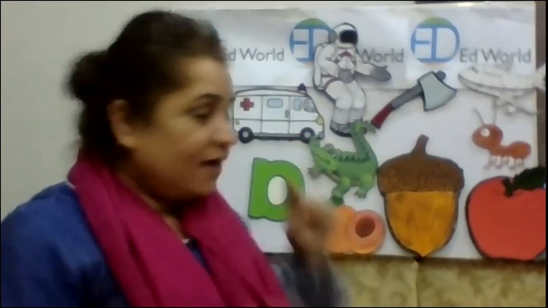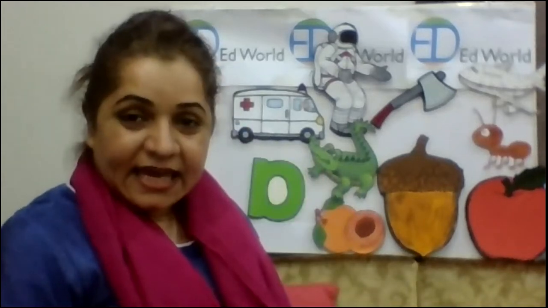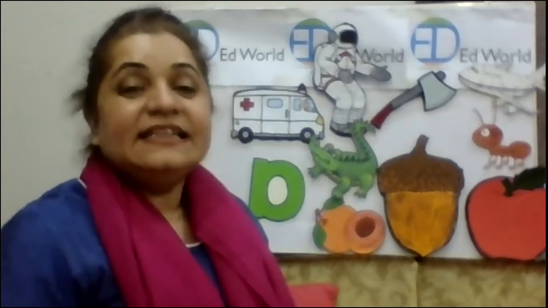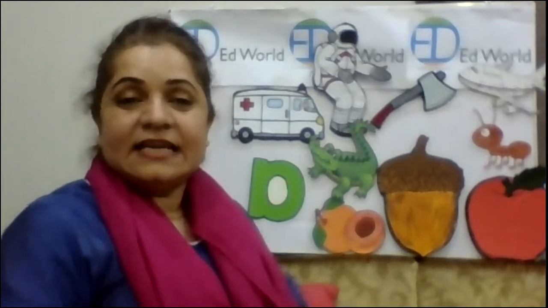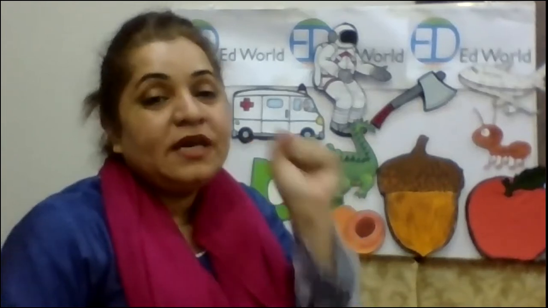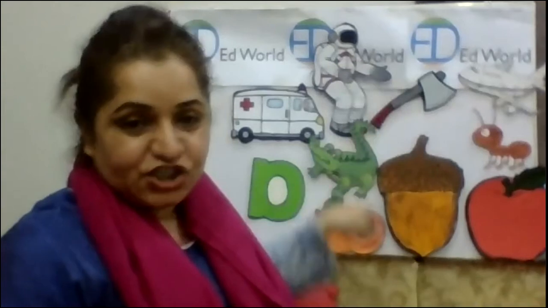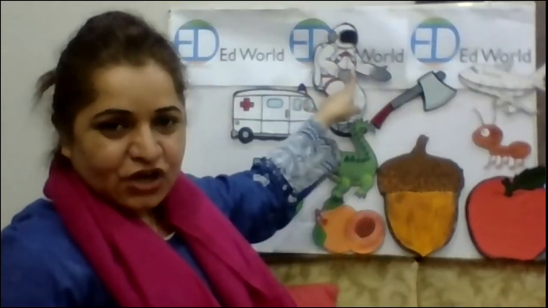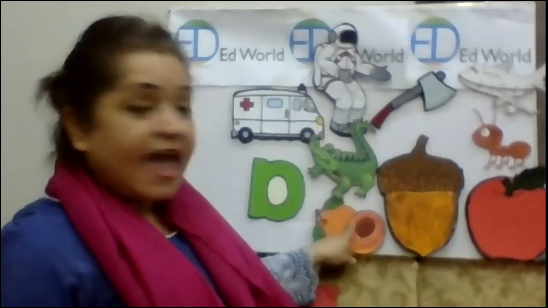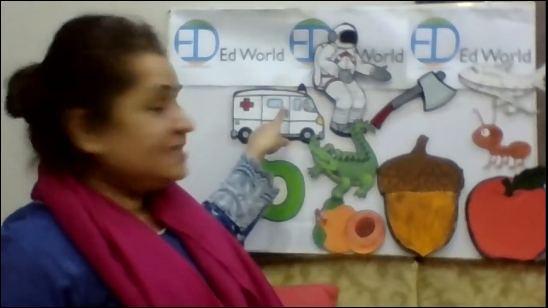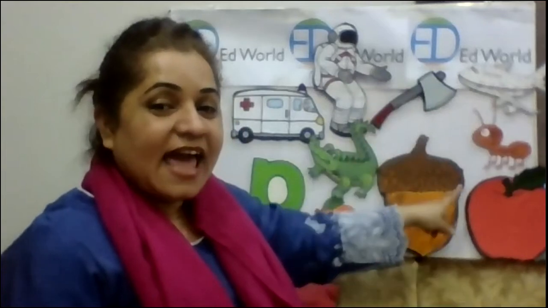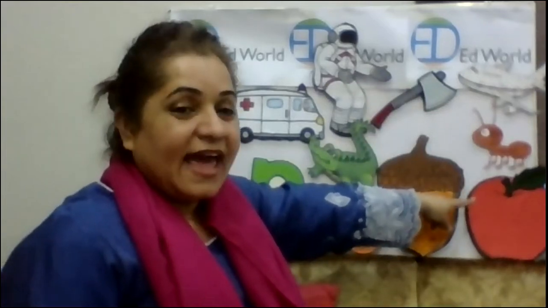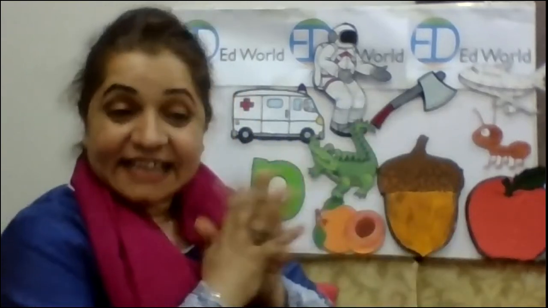So remember that this is A, that is the name of the letter. The name of this letter is A, but the sound of it is A, and that is the beginning sound of all these pictures, right? A astronaut, A alligator, A apricot, A ambulance, A acorn, A ax, A aeroplane, A ant, and A apple. Yeah, that is good.